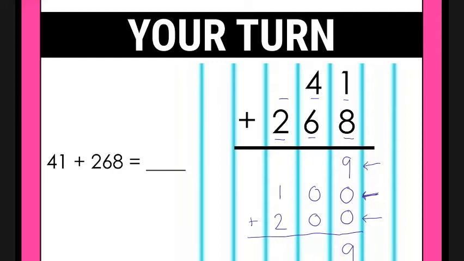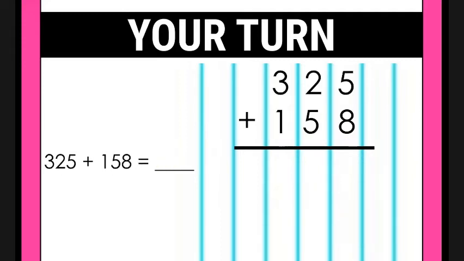Now I move on to my tens. 0 plus 0 is 0. And now let's move on to our hundreds. I have 1 plus 2. 1 plus 2 is 3. So our answer for 41 plus 268 equals 309. Let's move on to our next problem, 325 plus 158.